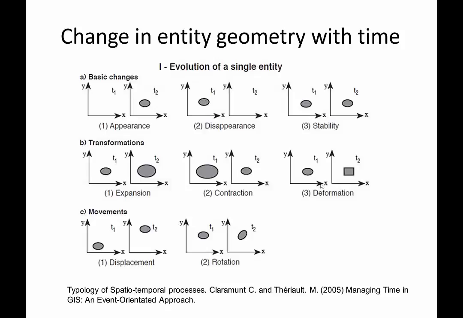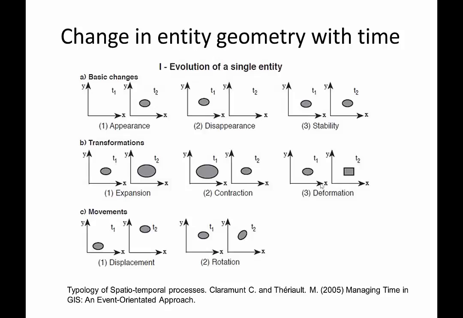So we've got things coming into existence, disappearing from existence, and things that just stay the same. So this is a typology of what could change, which involves things not changing as well. Okay, so things might stay the same, they can expand, contract, deform, change shape, and they may move, or they may rotate or something like this. So our database model would need to potentially incorporate some or all of these changes.